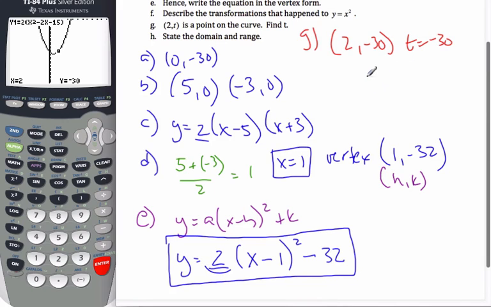The domain and range, well, the domain for parabolas is always all real numbers for x, and the range is y is greater than or equal to negative 32. All these y values the parabola will attain.